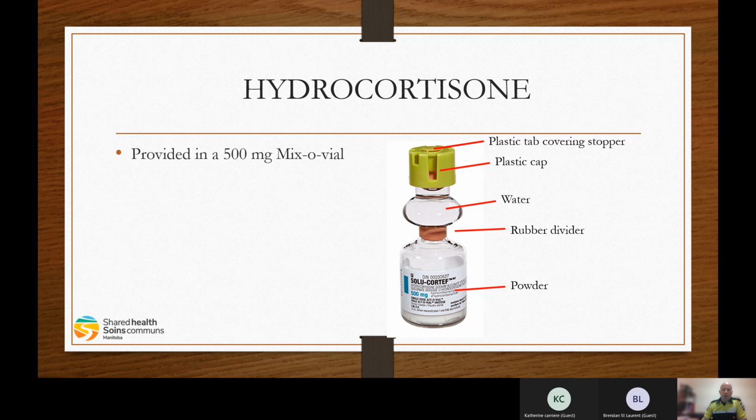So with the Mix-O-Vial, it's got different parts here. We have a plastic tab at the top. We have a plastic cap at the top. It actually has water that is separated by a rubber divider from the actual powder medication. So very similar to glucagon, we're going to have to reconstitute this medication.